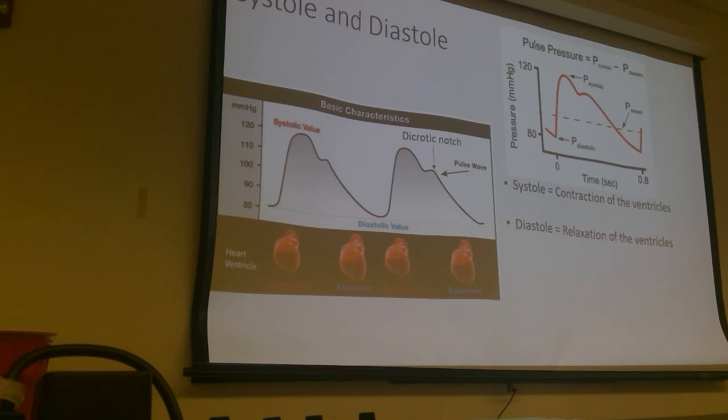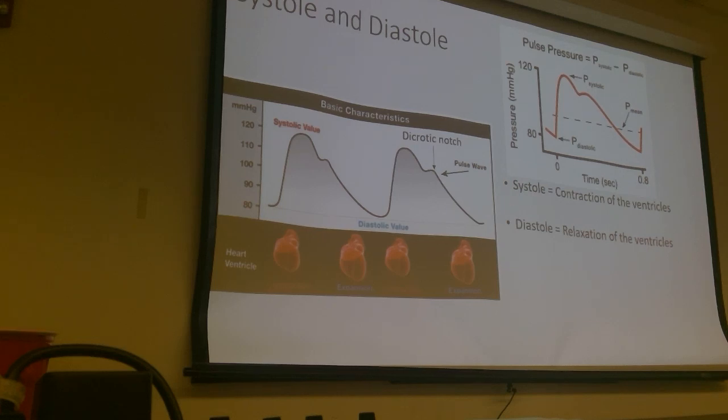So what you're looking at is what's called a pressure wave. All right, we have the systolic pressure and we have the diastolic pressure. So when we're talking about the blood pressure that we measure, the higher number is the systolic number, the lower number is the diastolic number.